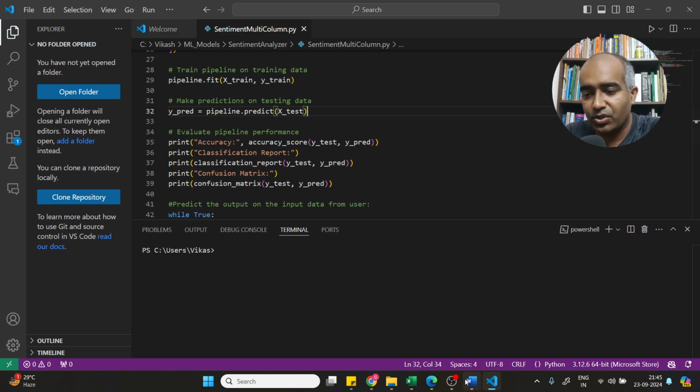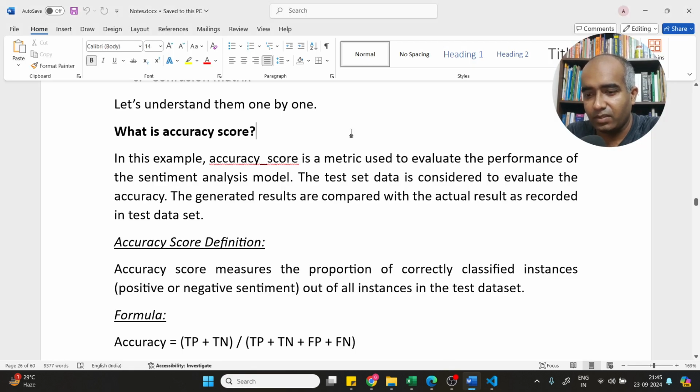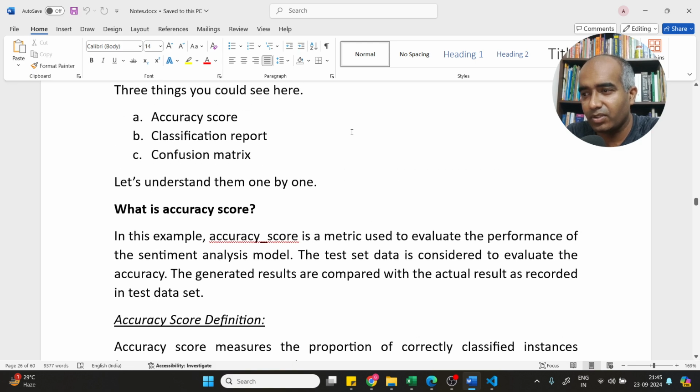Let me show you what the accuracy score is. There are three things: accuracy score, classification report, and confusion matrix. Why do we use them? We use them to find out how effective our model is at predicting things. So we are going to check the effectiveness, how effective our model is. First of all, we are going to discuss the accuracy score.